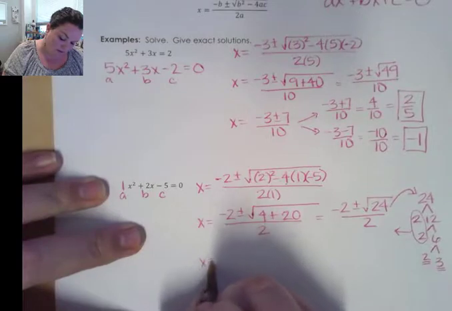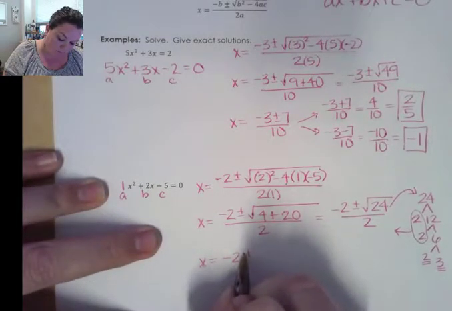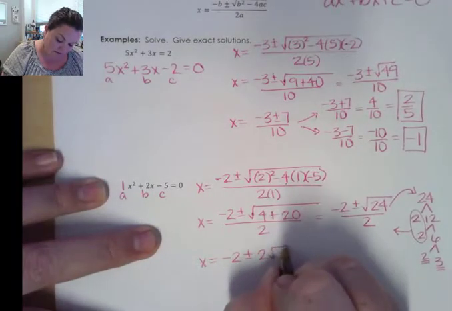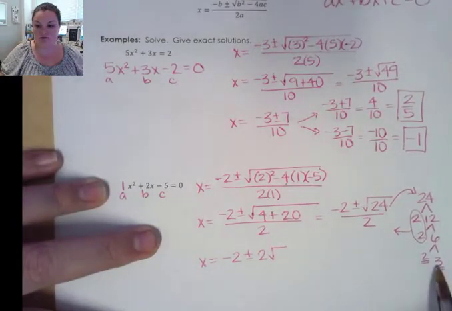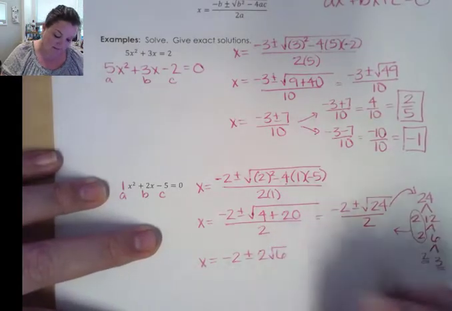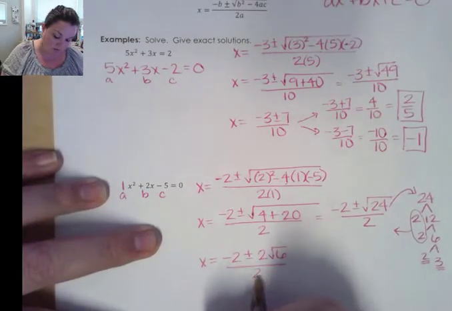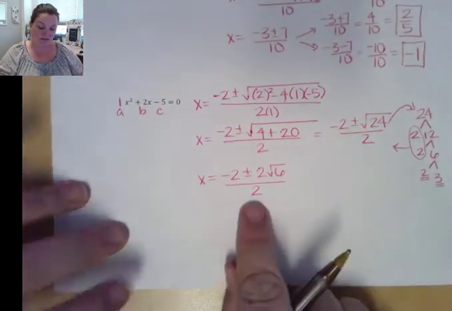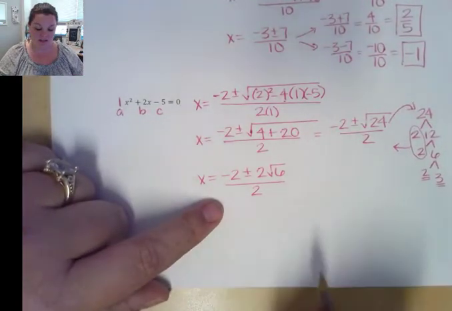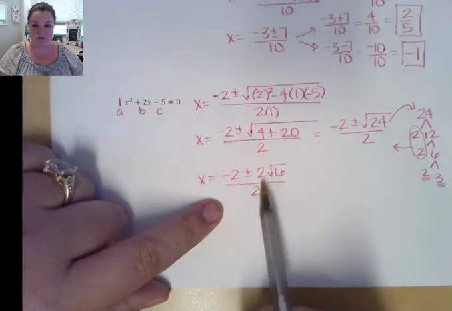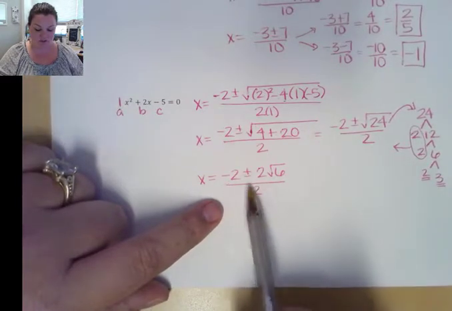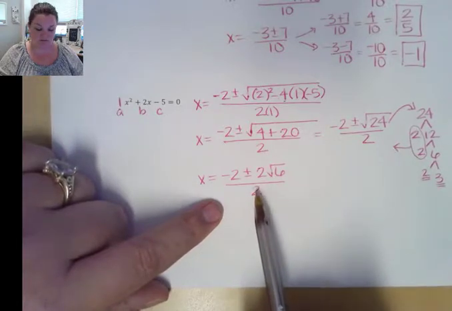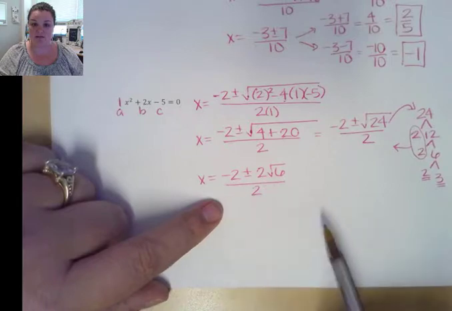So I'm going to go ahead and rewrite this. I still have my negative 2 plus or minus the 2 that I'm bringing out. And then under the radical, I have a 2 and a 3 left over, and 2 times 3 is 6. So I'm left with a 6 underneath there, all over 2. And then I want to go ahead and reduce. Now, when I reduce, I can only reduce if all three terms can be reduced. So don't just reduce 2's here, or don't just reduce here. You can only reduce if you reduce all three areas, okay?